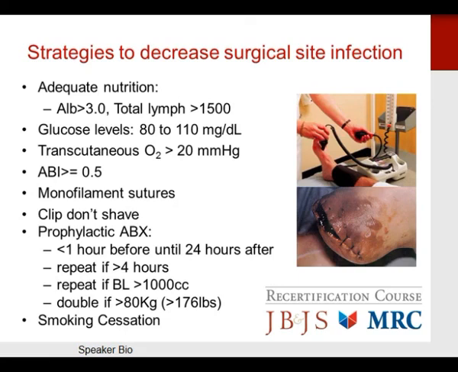The transcutaneous oxygen percentage is important. Ankle brachial indices are important. You can utilize monofilament sutures when closing wounds to prevent infections from occurring. It's important to clip, not shave.